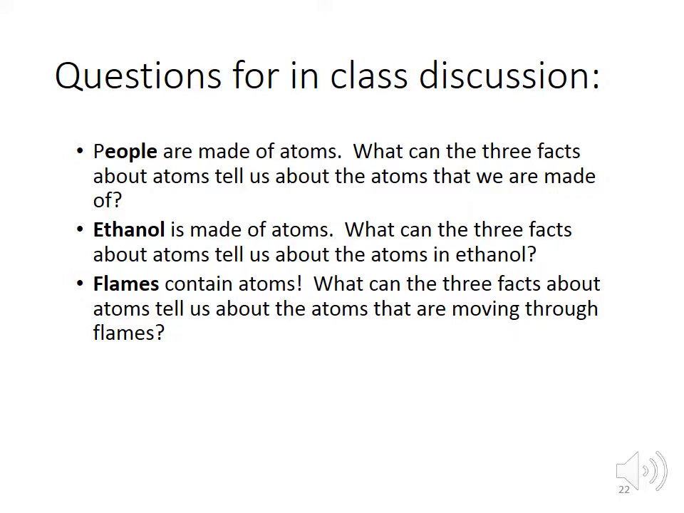Ethanol is made of atoms. What can the 3 facts about atoms tell us about the atoms in ethanol? So for example, if the second fact about atoms is that atoms make up the mass of all materials, if ethanol loses mass, or if ethanol gains mass, what's that telling us about the atoms in ethanol?